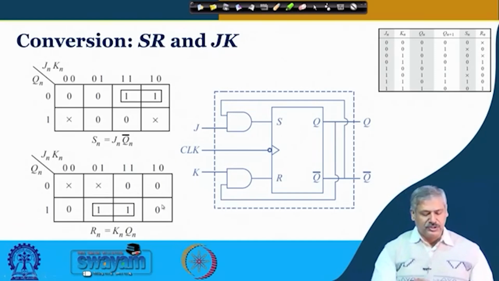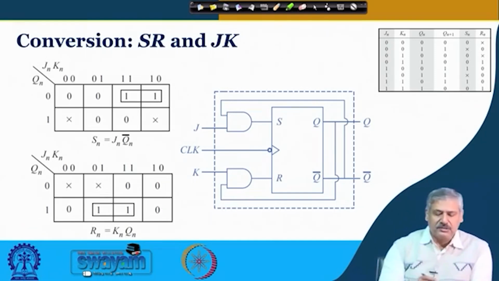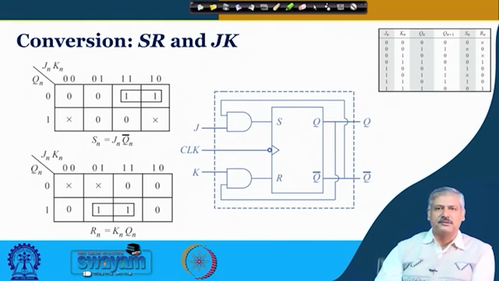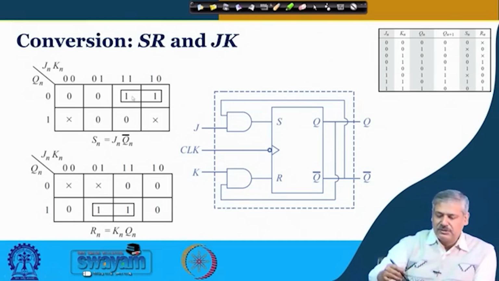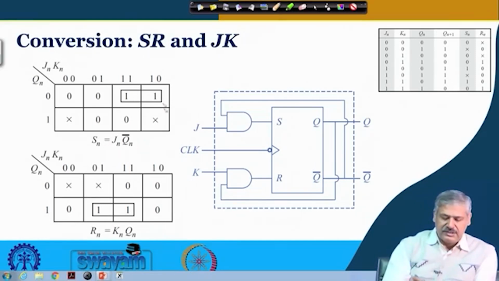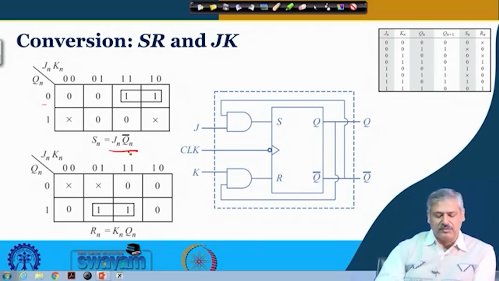Now, to have a minimized expression for this, we can see that one group is required here. That is coming as Jn remaining constant with value 1 and Qn with value 0. So, Jn Qn bar. Sn we can simply write this way, because we need to cover only the ones, that is the largest group possible. For Rn we can see that it is Kn remaining with value 1 and Qn with value 1. So, it is Kn Qn.